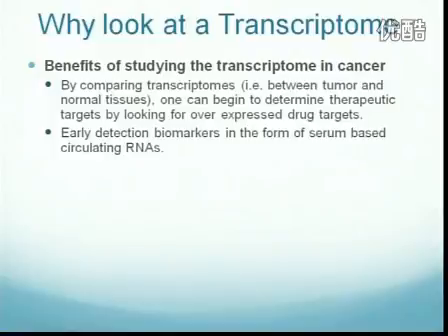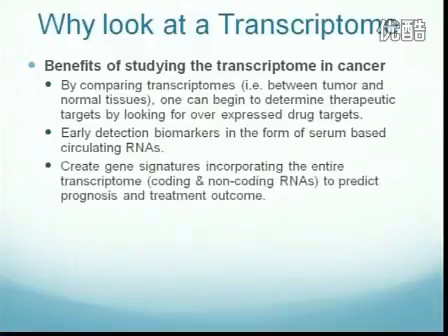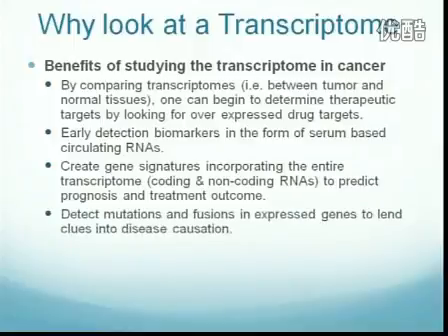Another benefit is looking for early detection biomarkers. There are a lot of people now using next-gen sequencing on serum in order to find circulating RNAs as biomarkers for early detection of cancer. Another one is the potential to create gene signatures that incorporate the entire transcriptome. Right now, a lot of gene signatures are made with just coding genes. With next-gen sequencing, you can incorporate coding and non-coding RNAs to create your signatures to predict both patient prognosis and treatment outcome. Also, one of the other benefits of RNA-seq is the ability to detect mutations and fusions in expressed genes to lend clues into disease causation, among many others.